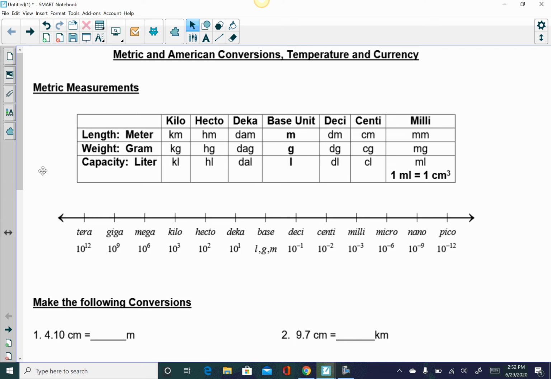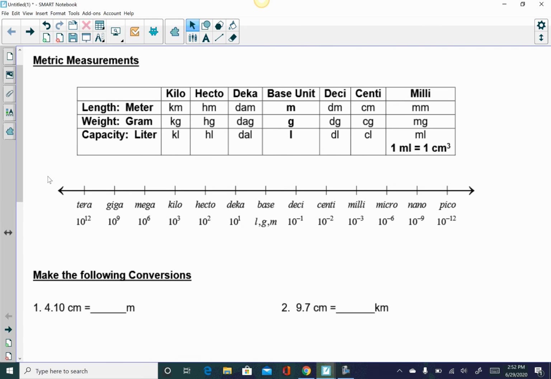All right, so we'll start here with metric measurements. The metric system is measured in length, weight, and capacity. Length is the meter, weight is the gram, and capacity is the liter. And so you have here in the center the base unit of the meter, gram, and liter. And then moving to the right are your smaller measurements, deci, centi, milli. Moving to the left are your larger units, deca, hecto, and kilo.